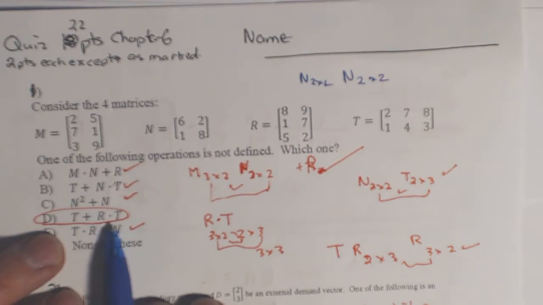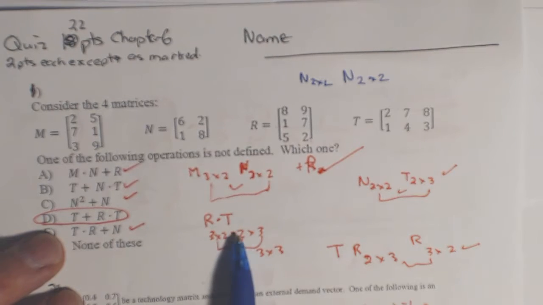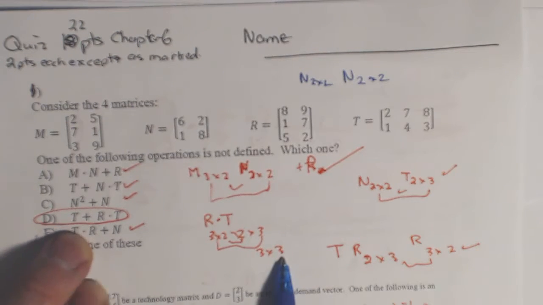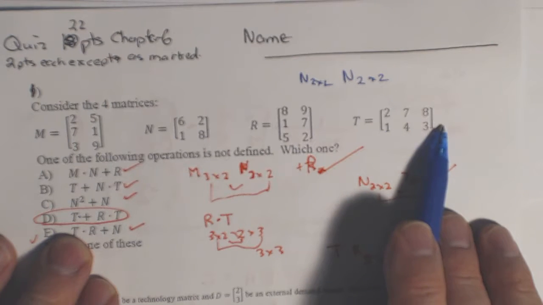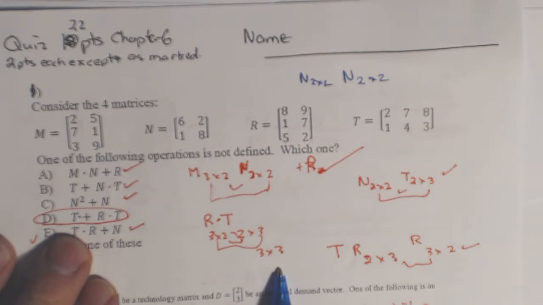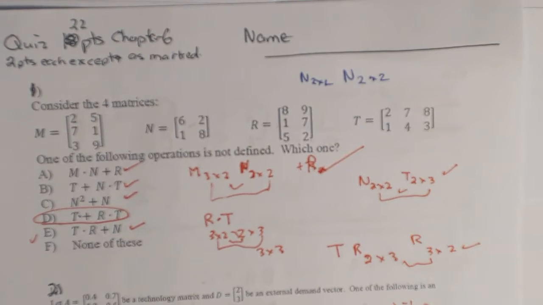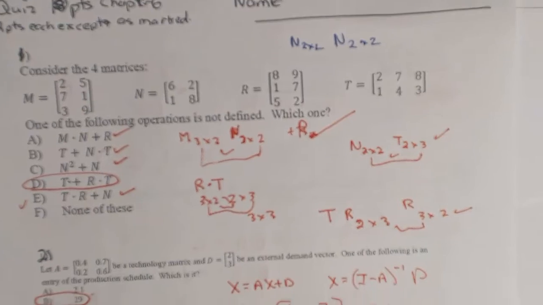When we try to take r times t, and I've got this one right here, we can do that. We can multiply r times t. R was a 3 by 2. T was 2 by 3. Our product will be 3 by 3. We run into problems, though, when we try to add that 3 by 3 to t, because t is 2 by 3. And to add, the matrices have to be exactly the same size. That one failed. You can check out E; it worked. So we're good there. The answer's D.